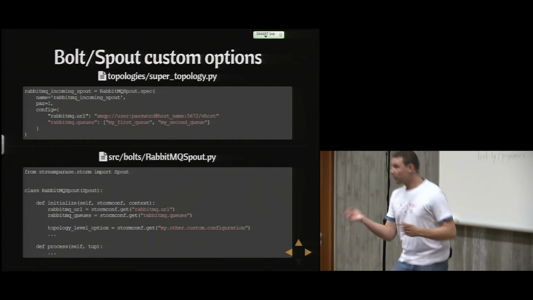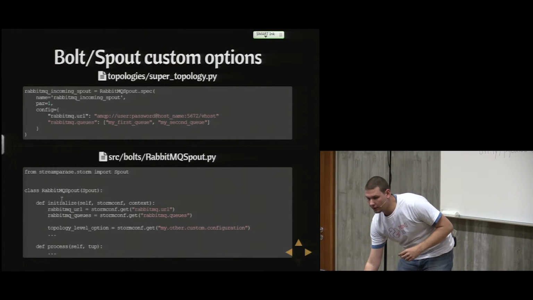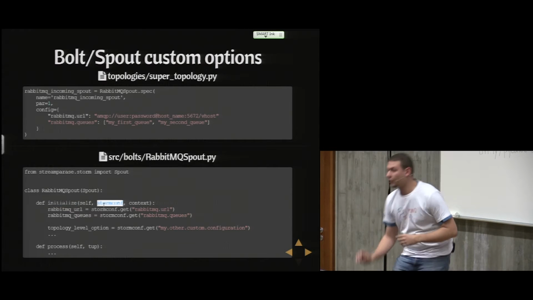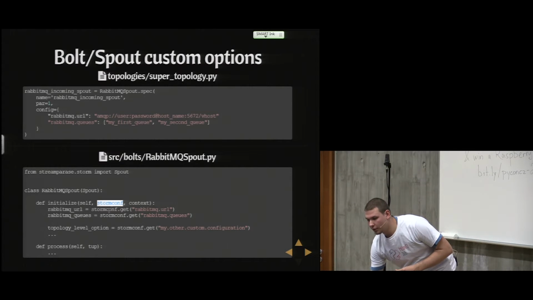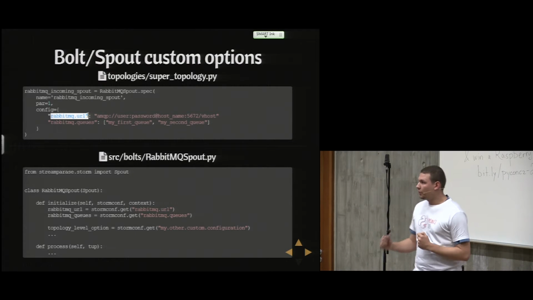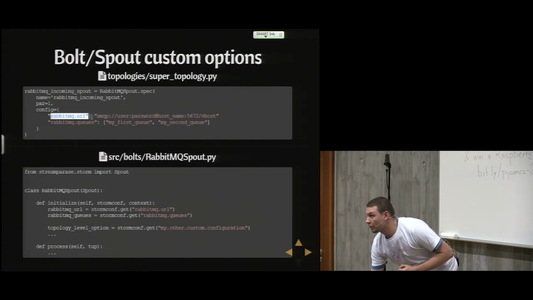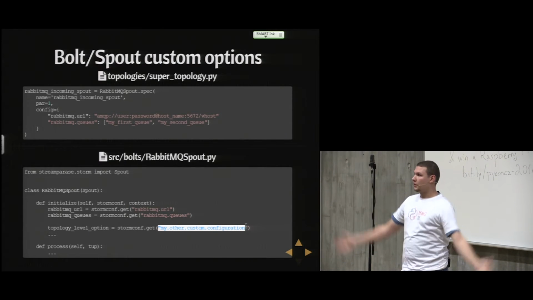And then in the spout, in an initialize method, you can read it from the storm conf variable. So you just call stormconf.get, and this is exactly the same name as in the spout definition. And I also told you that you can read the variables from the JSON config file. So here is my other custom configuration we stated in an environment-wide file.